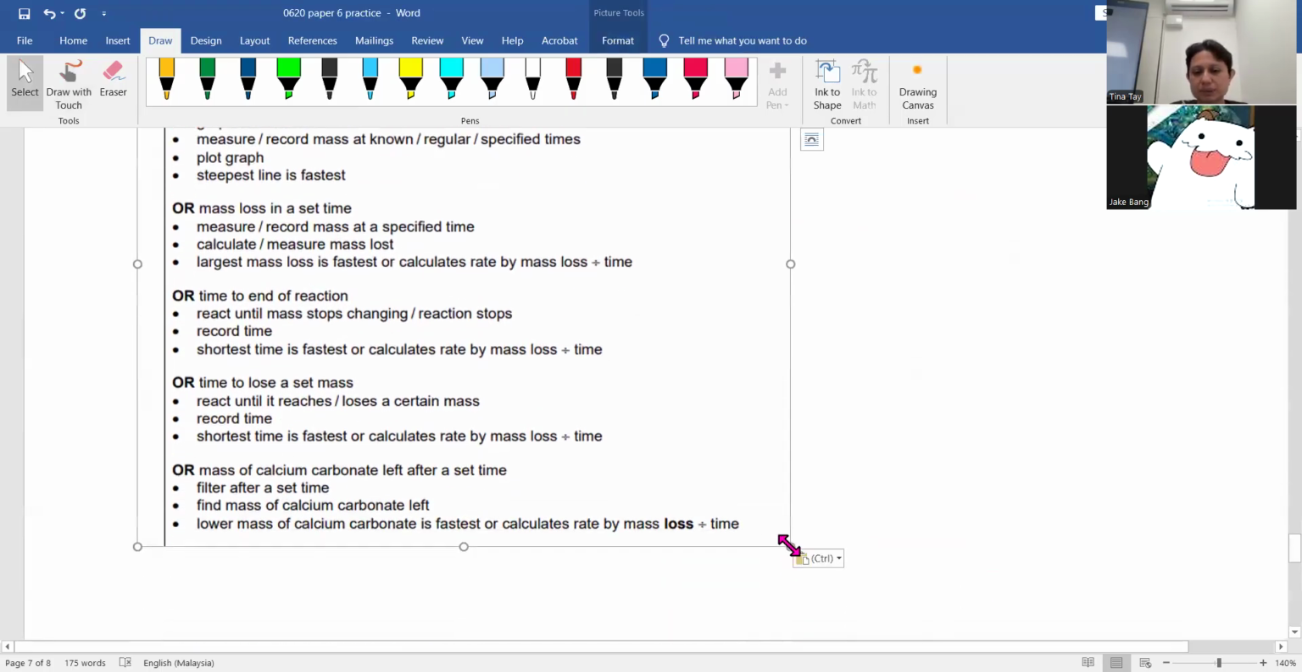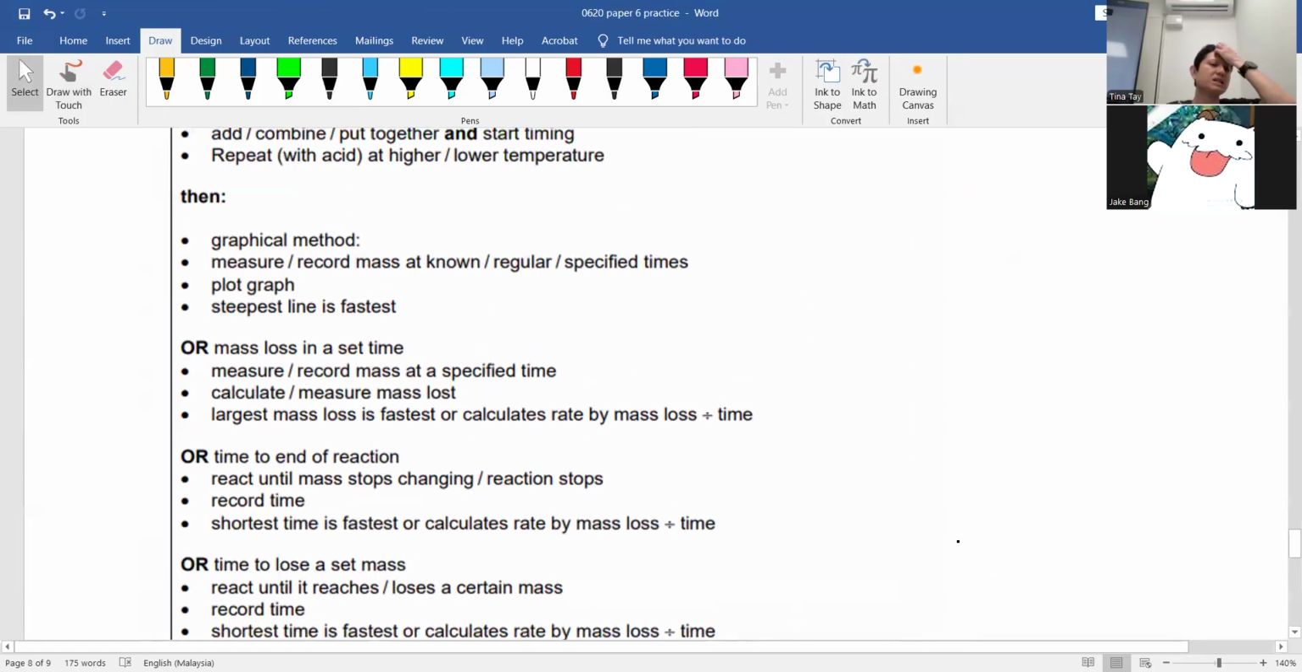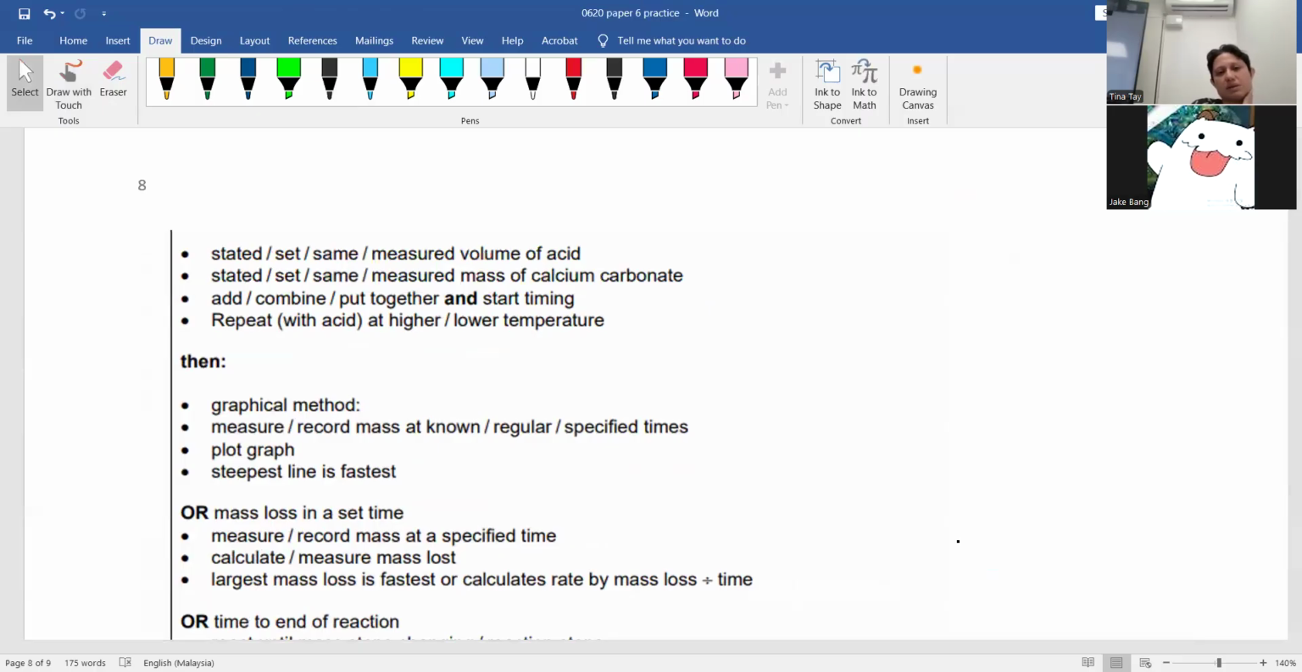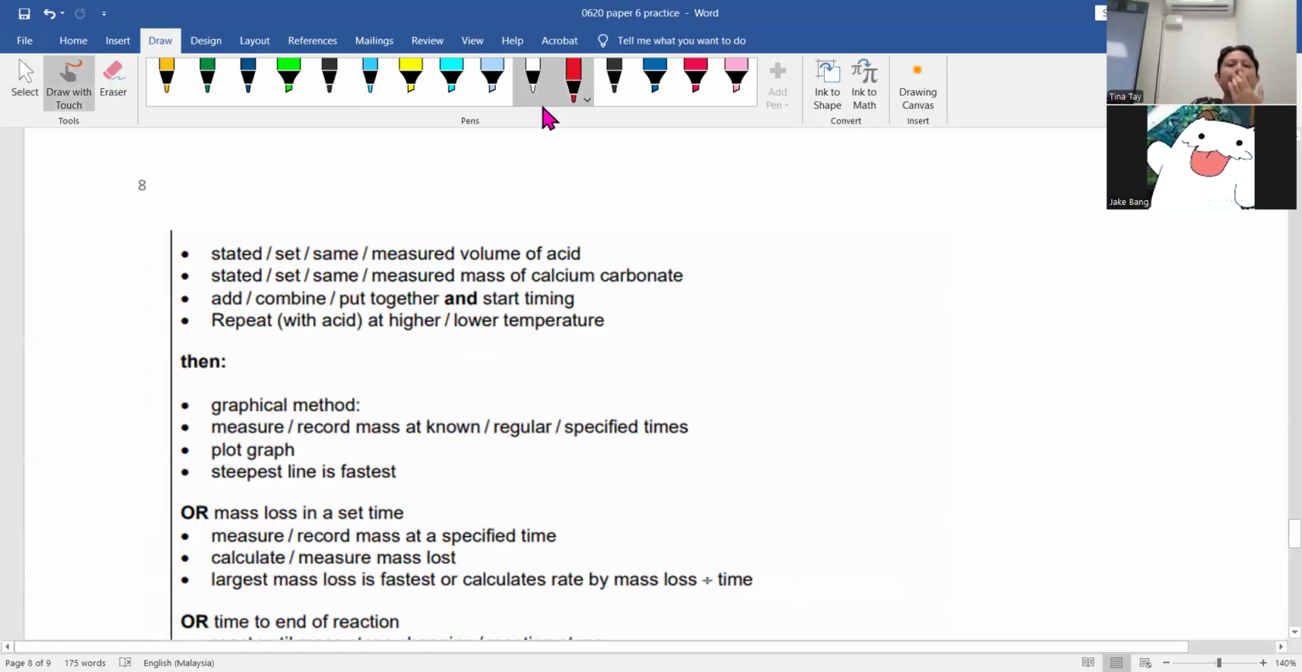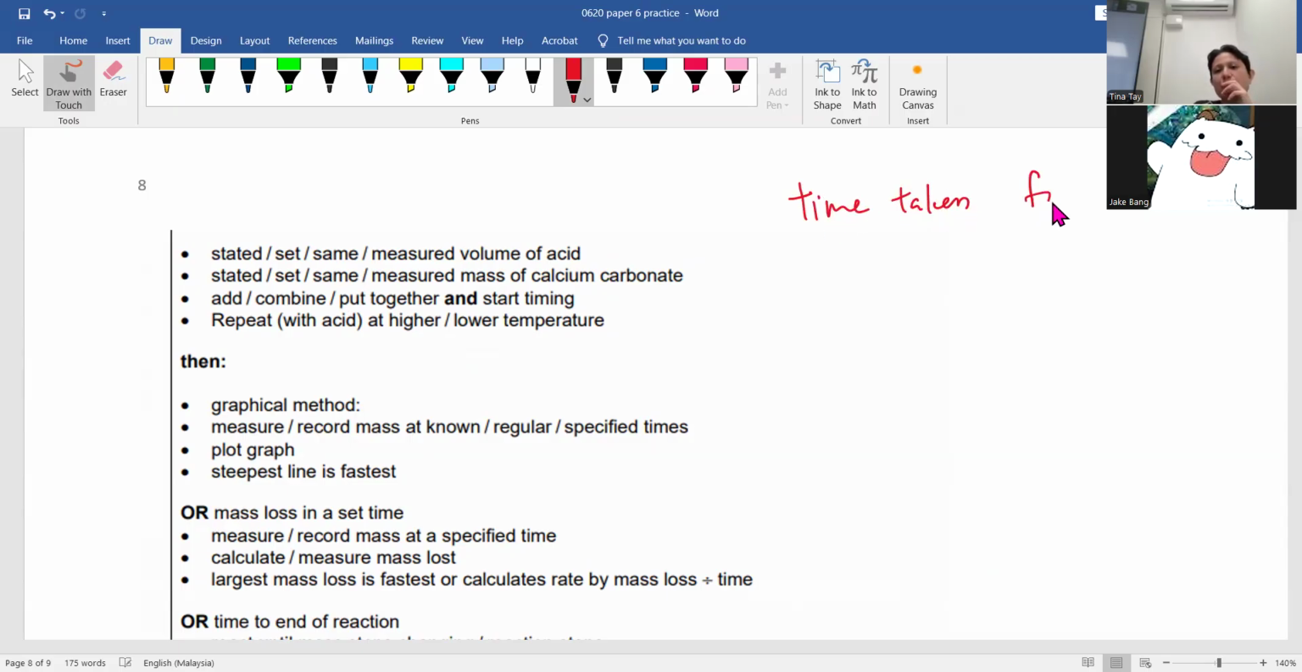Again, please don't write things like "stated time". Okay, what's the easiest one to write? Let's look at this. This is what you're measuring, what you're doing. That means, what's your independent variable? I think the easiest one is time taken for 5 grams of calcium carbonate to fully react. That's the easiest. Okay, all right.